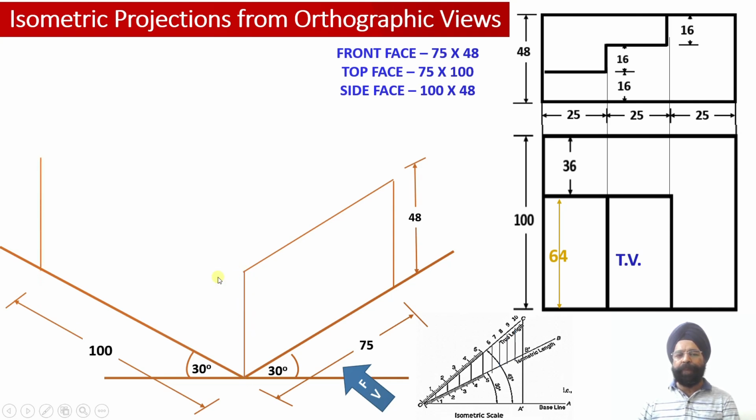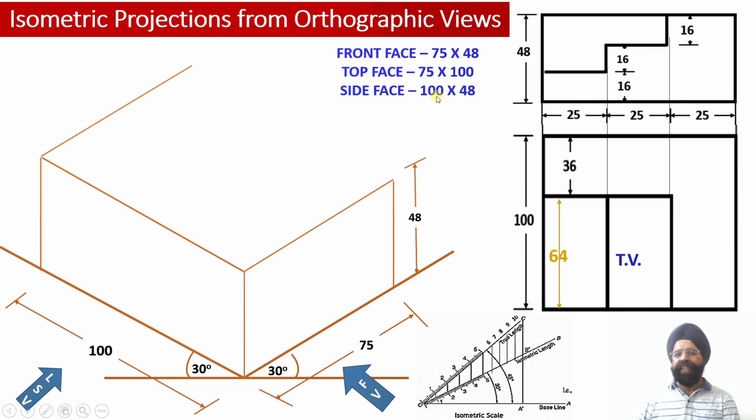And now we can complete the left hand side face of this particular solid. So in order to complete the left side face, another isometric line parallel to the x-axis we have drawn, measuring 100 millimeter. Another isometric line parallel to the y-axis we have drawn, which will be measuring 48 millimeter. And now let us complete the top face of the solid.